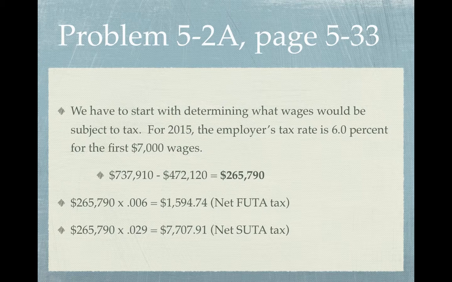The 6%, or I'm sorry, the 0.06%, 0.006, so it's too early, haven't had coffee, would equal $1,594. And then it gives you what the company's state rate is in the problem of 2.9%, so that's 0.029, and that's how you get the state and federal. You would combine those for the total of $9,302.65 for your total unemployment taxes.